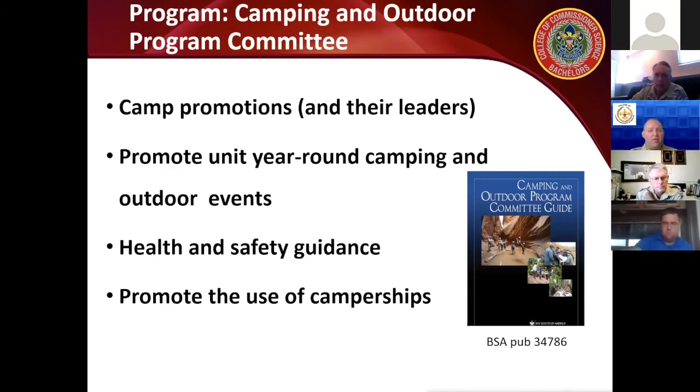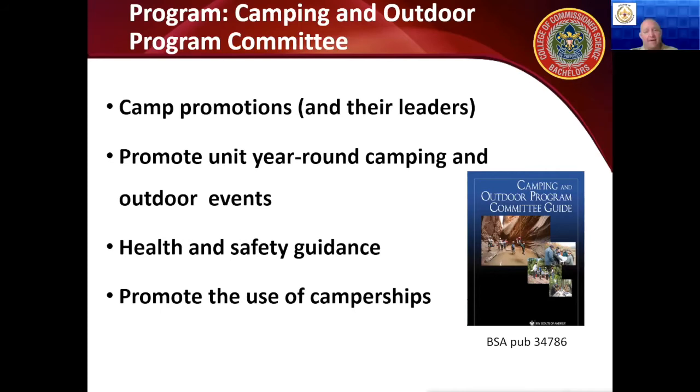Our first committee within program is the camping and the outdoor program committee. Camp can include resident camps, day camps, family camps, Venturing and Sea Scout activities. To run these events, leaders are needed, and this committee should be the one that selects them and develops those programs. The committee should work with the commissioners to help units carry out a year-round schedule of camping and outdoor program events. In addition, they should give special guidance on health and safety concerns of outdoor programs, activities.